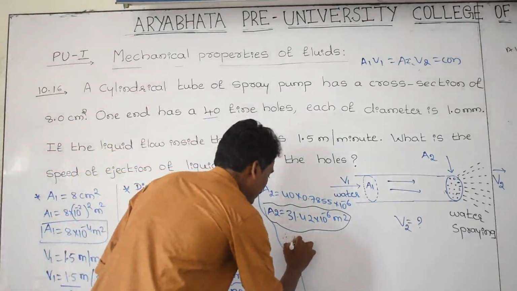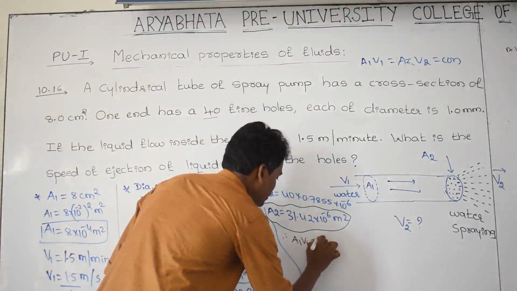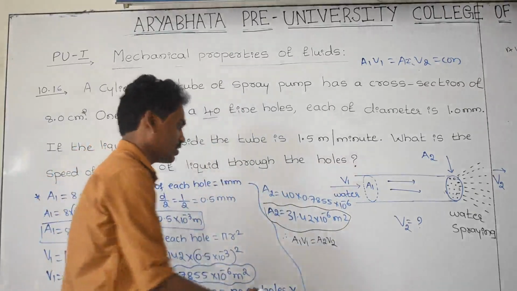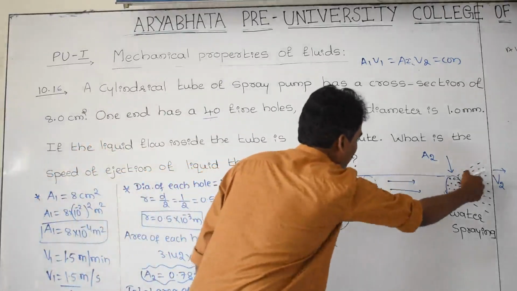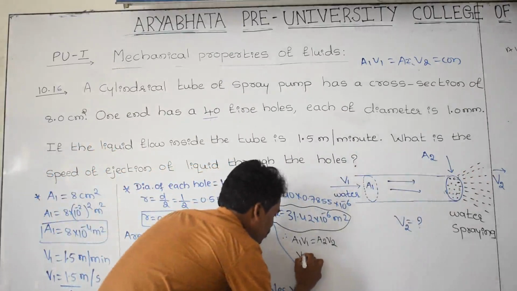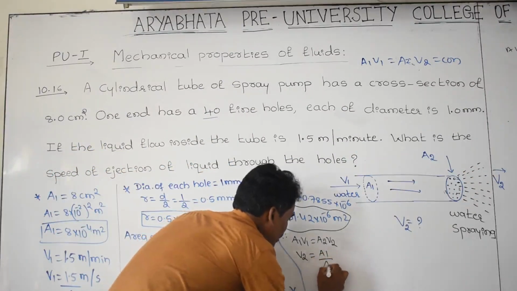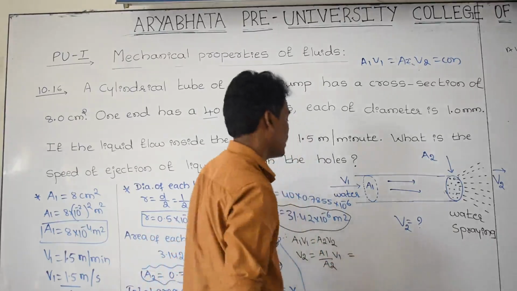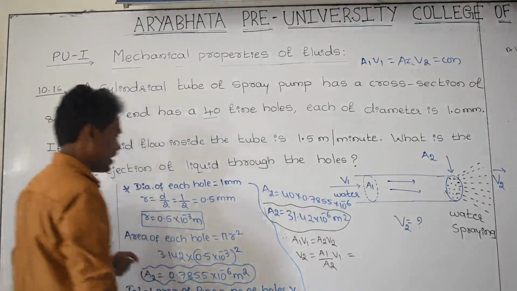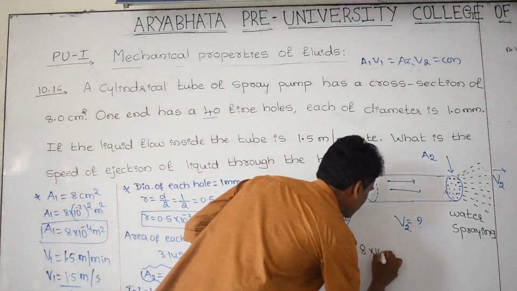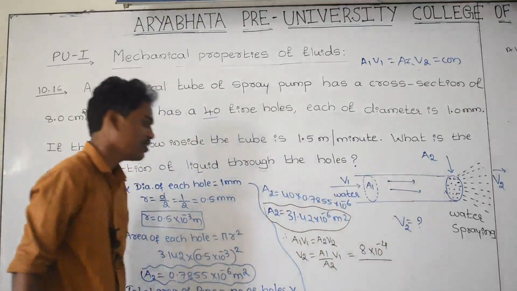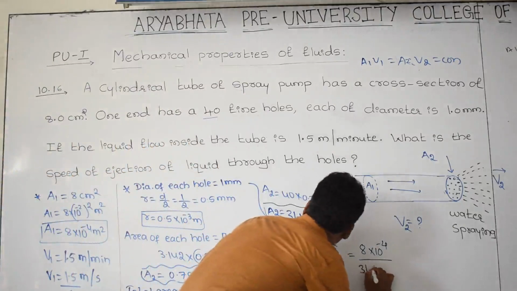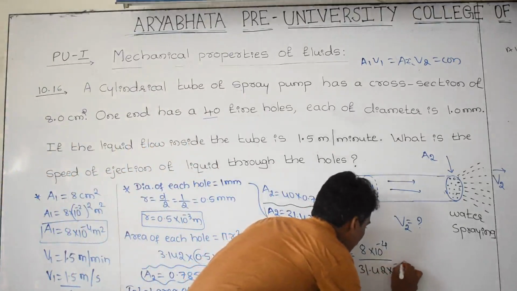Therefore, we know very well the equation of continuity, A1 V1 is equal to A2 into V2. This is equal to constant. Then what we need to find out is V2, the speed of the spraying liquid. V2 is equal to A1 by A2 into V1. Substitute all the values. What is A1? A1 is here 8 into 10 to the power of minus 4 meter square, divided by A2, which you just now found out, 31.42 into 10 to the power of minus 6.